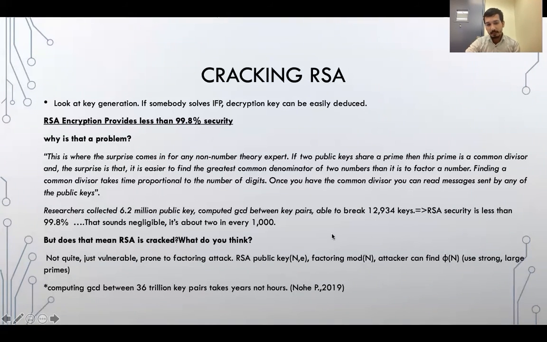Is RSA cracked? What do you think? Not quite, just vulnerable. It is prone to a factoring attack. From the RSA public key, if we factor the modulus n, then an attacker can find phi(n). So for this purpose, we must use strong, large prime numbers. This is my answer to the question I asked you previously. Also, computing the GCD between 36 trillion keypairs is a laborious task. It will take years, not hours.